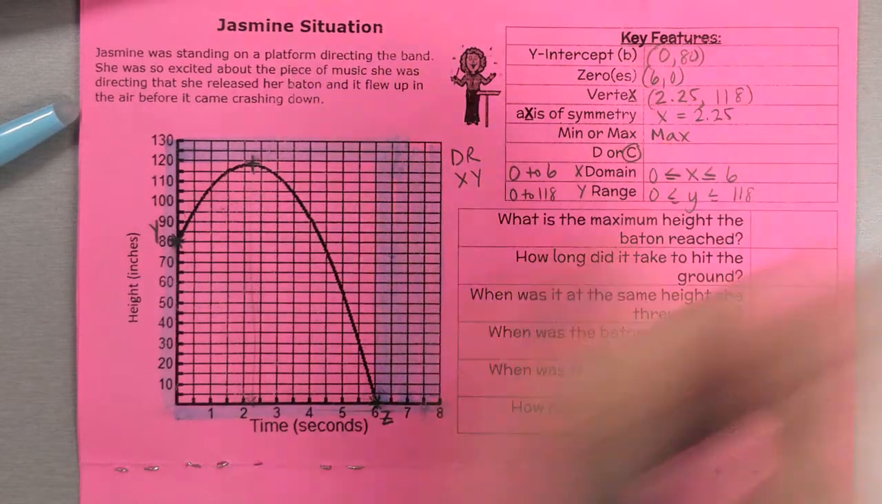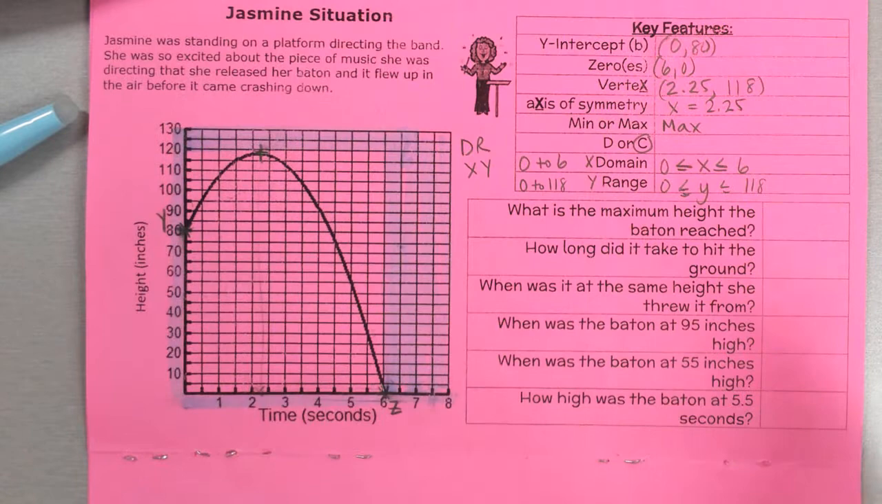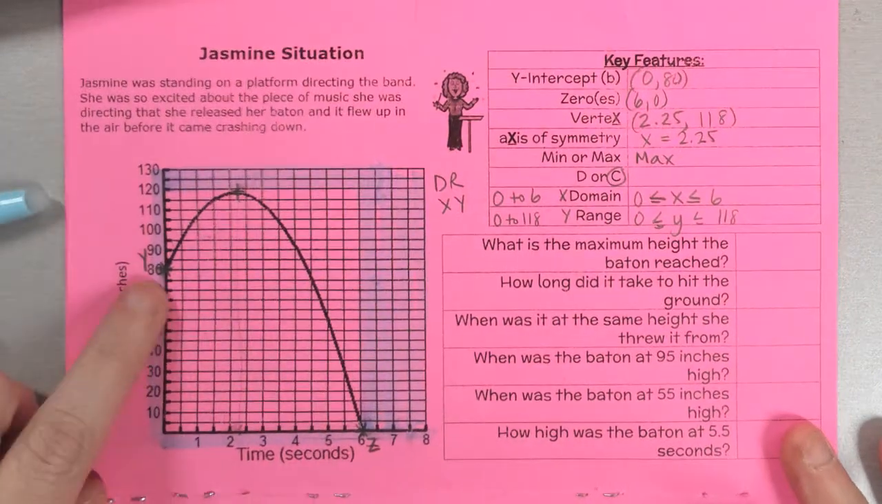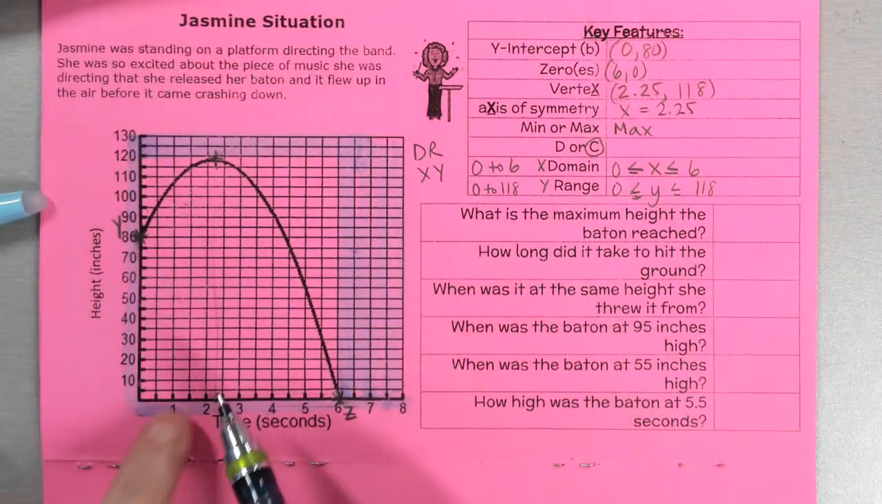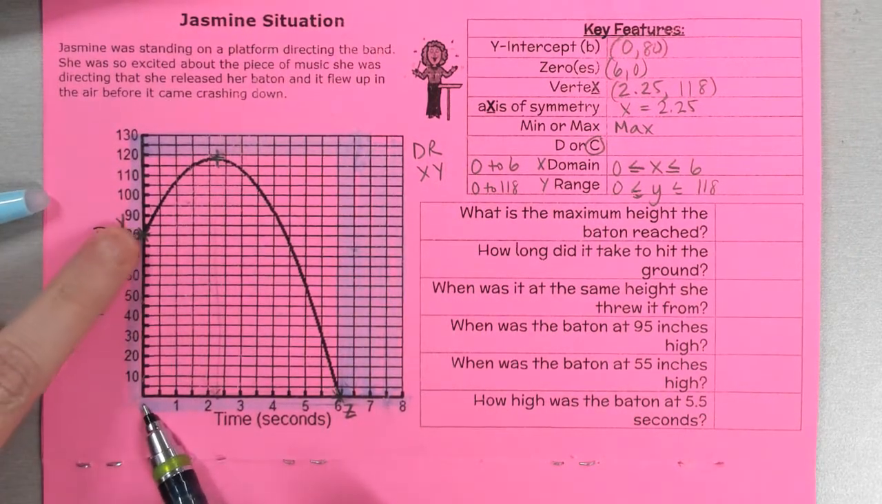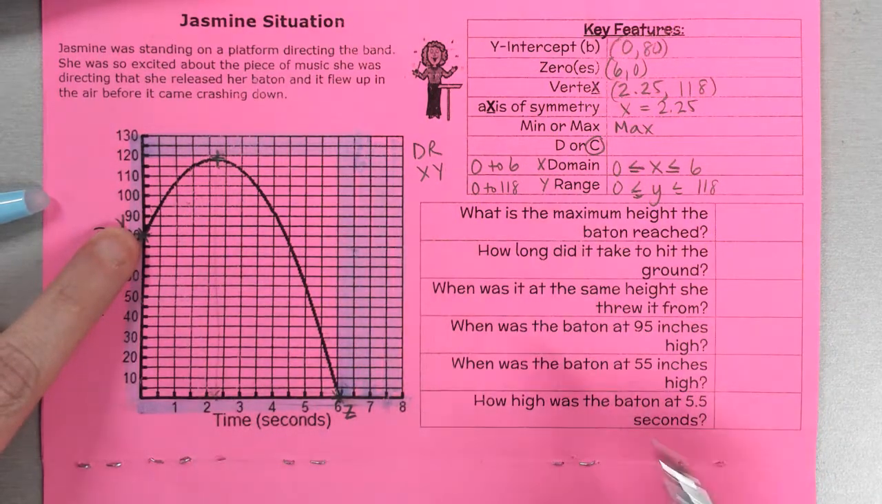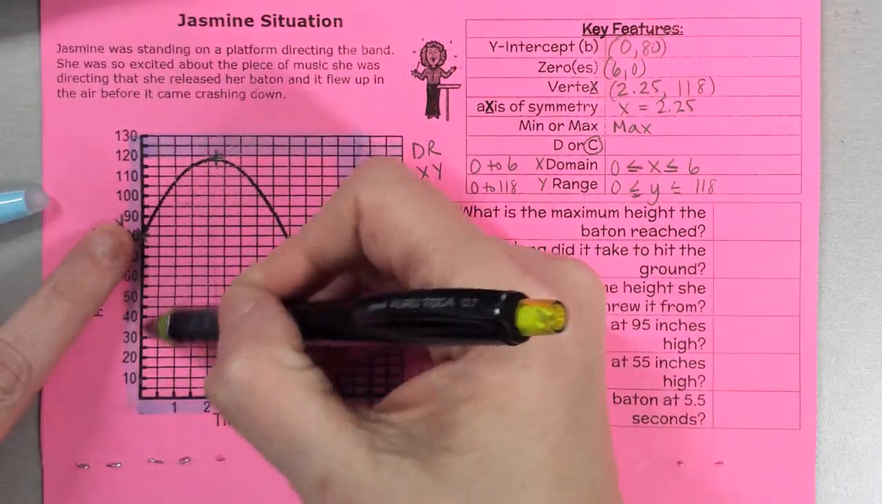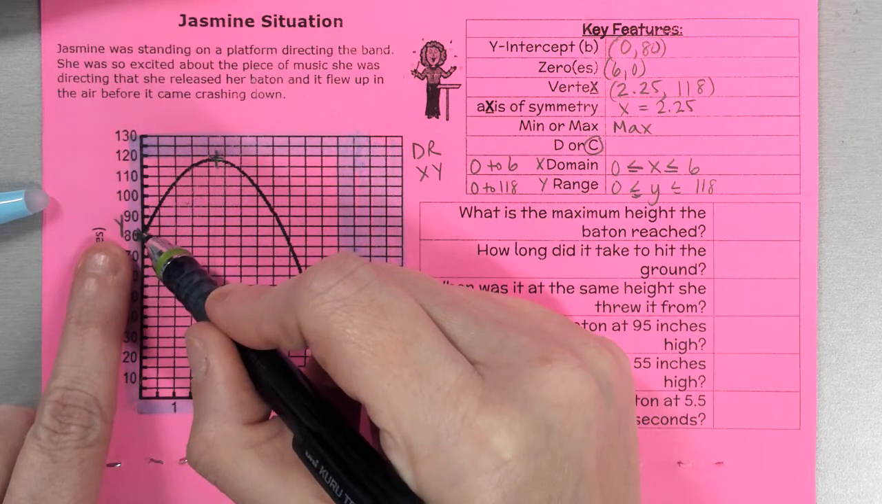And anything in between. All right? So what do these values mean? Well, if I describe the y-intercept, it's 0 seconds, 80 inches. And this is all about the baton flying through the air. So at 0 seconds, that's before the thing started flying, it was 80 inches off the ground.